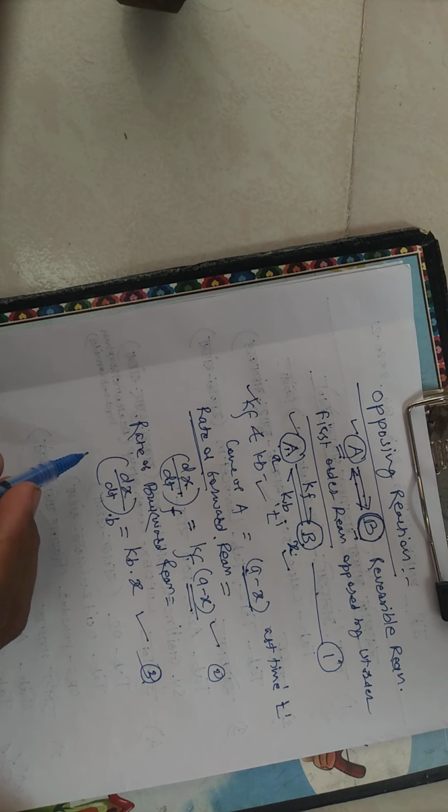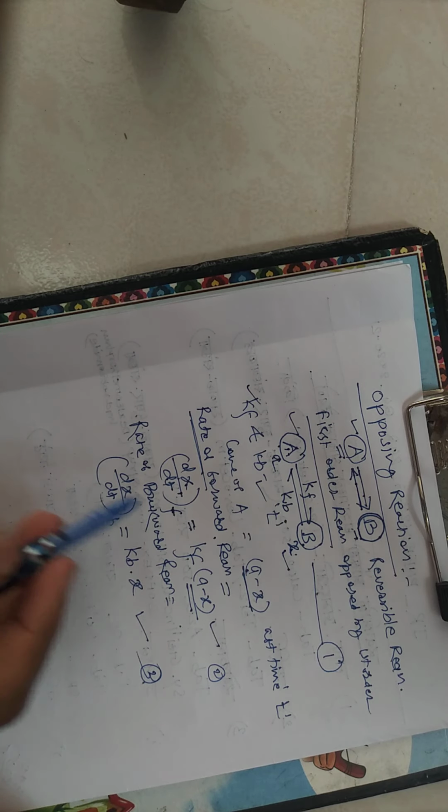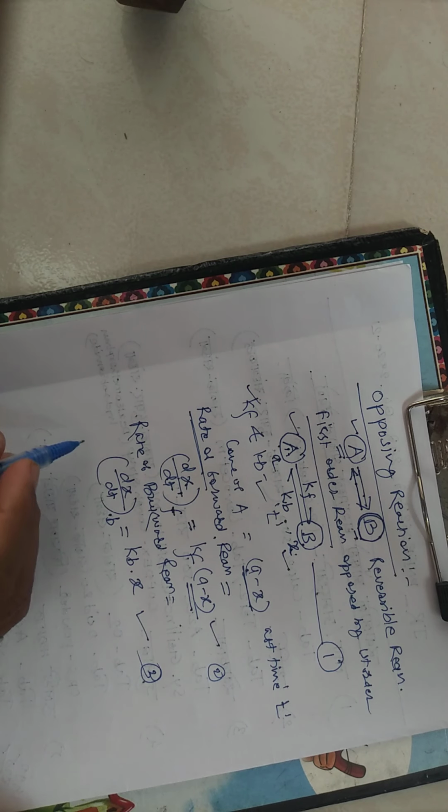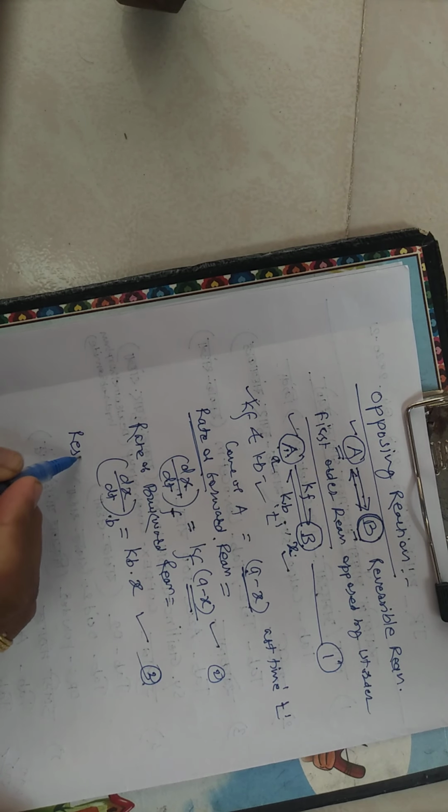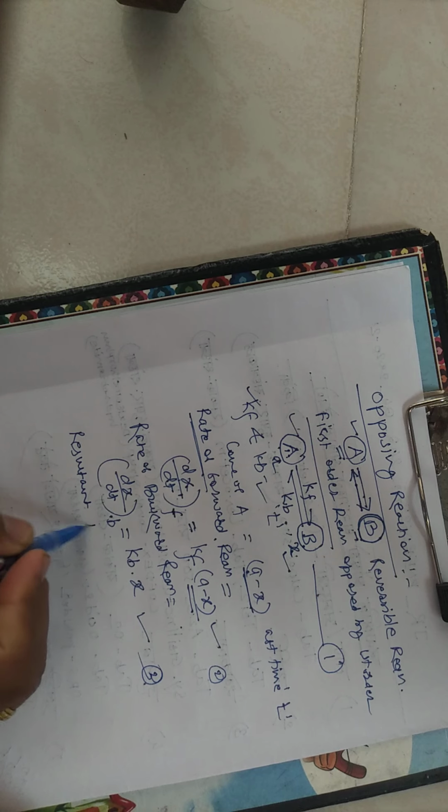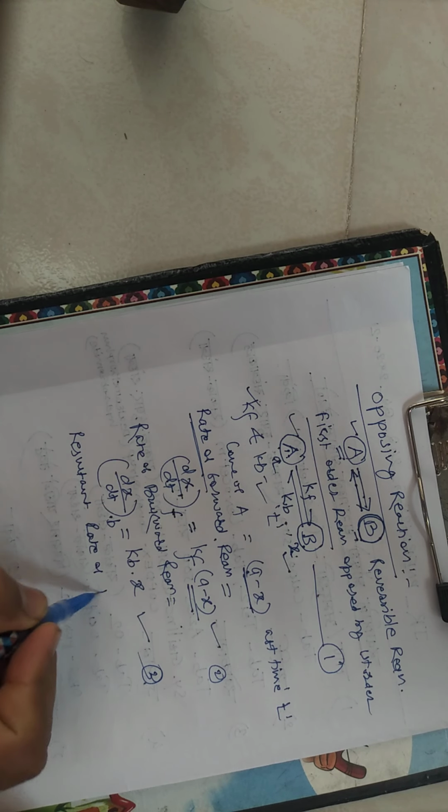Now the resultant rate of reaction, that is for the production of B, you can write here, the resultant rate of reaction.